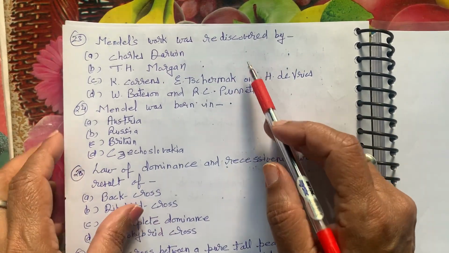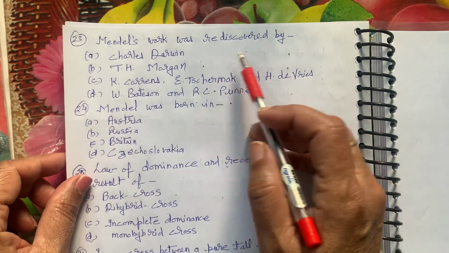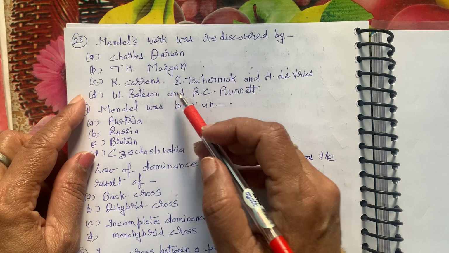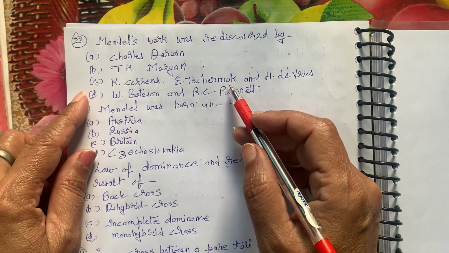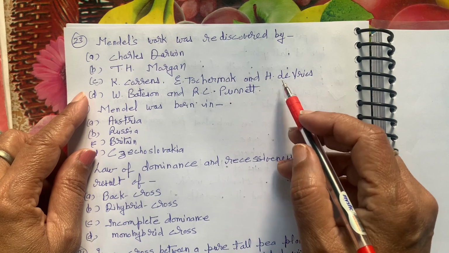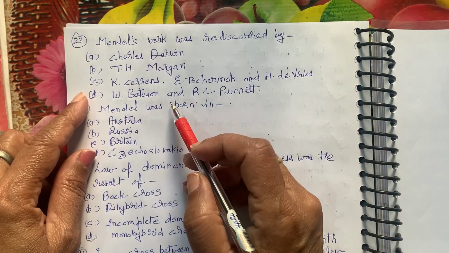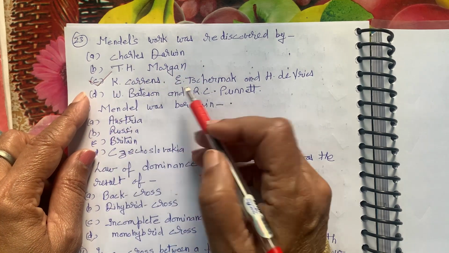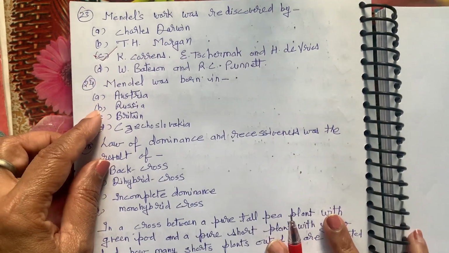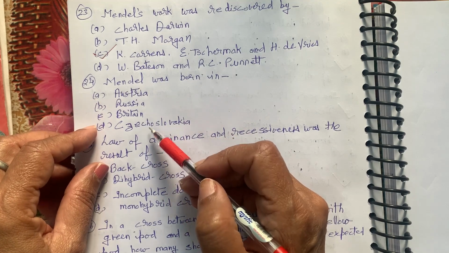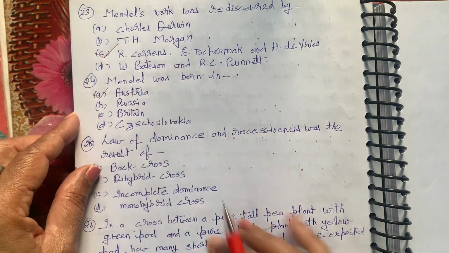Mendel's work was rediscovered by Charles Darwin, T.H. Morgan, K. Correns, E. Tschermak, and Hugo de Vries, W. Watson, and R.C. Punnett. They were rediscovered by Correns, Tschermak, and Hugo de Vries. Mendel was born in Austria, Russia, Britain, Czechoslovakia. He was born in Austria.